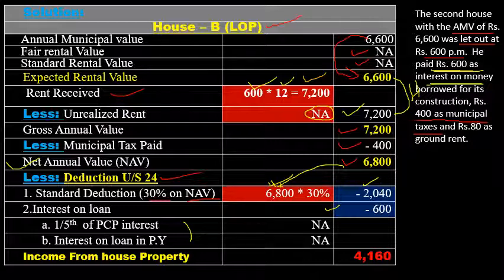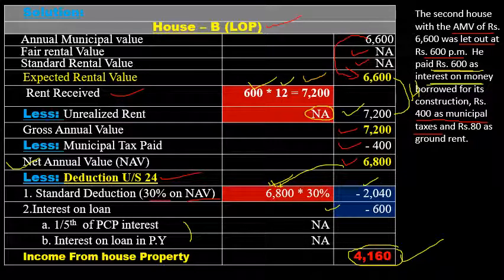So interest on loan 600 per month is directly given. After deducting standard deduction and interest on loan from net annual value, we get the income. The income is rupees 4,160: 6,800 minus 2,040 and minus 600. Net annual value less standard deduction less interest on loan. The balance, 4,160, is the income of house B.